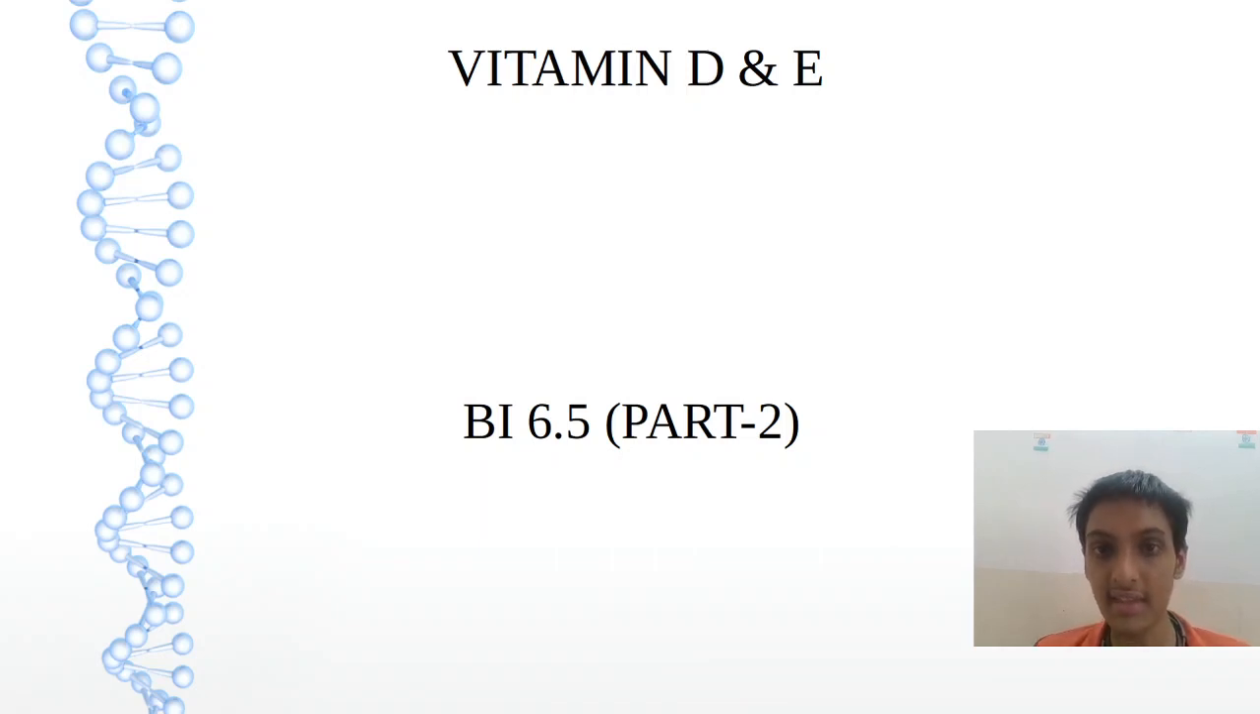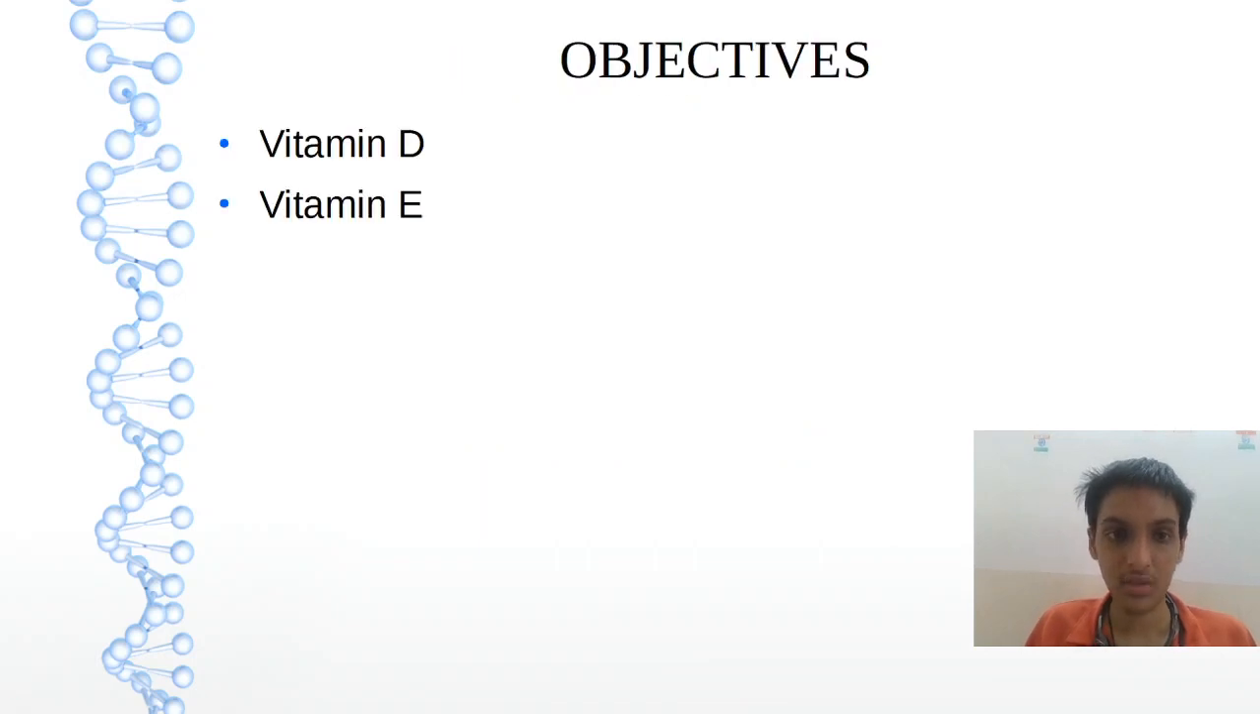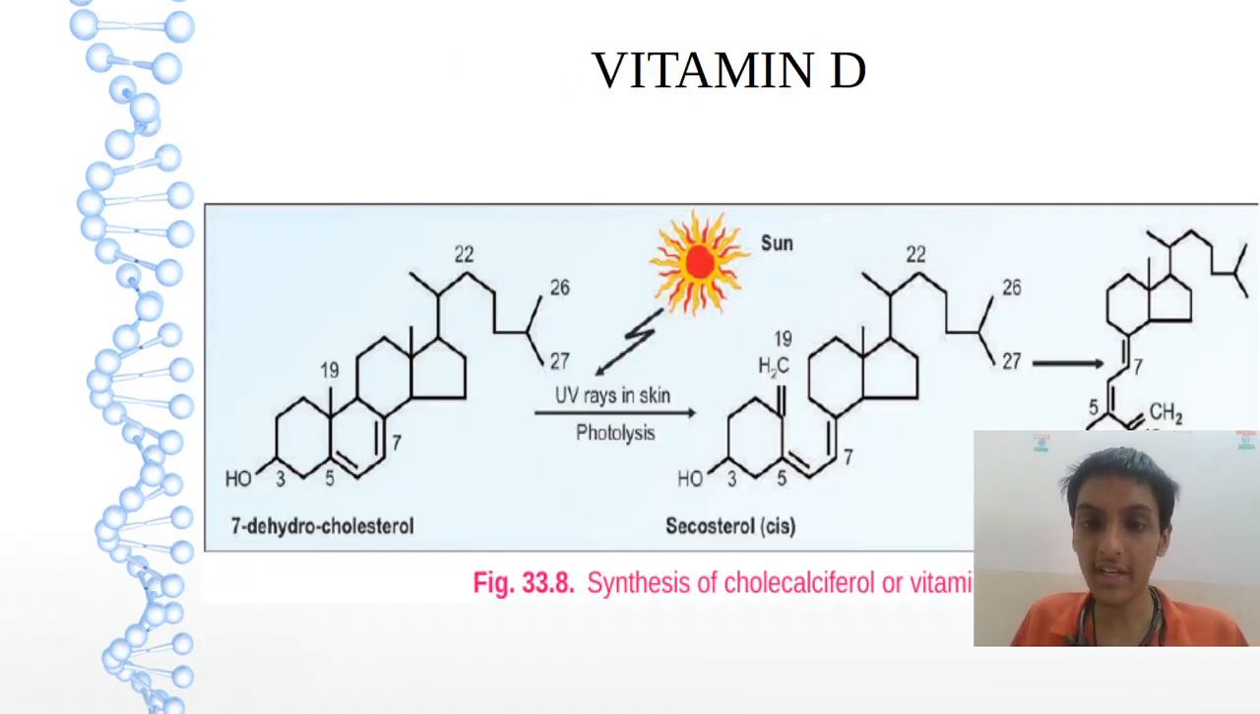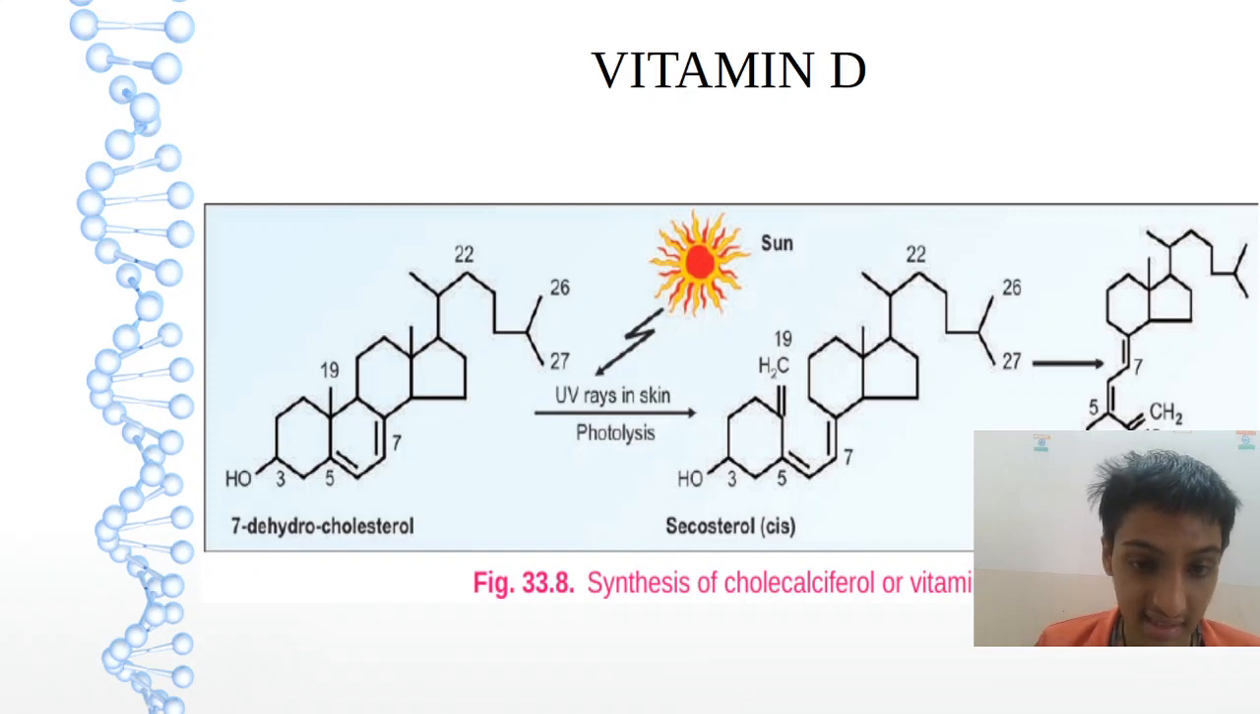Hello friends, in this video we'll talk about the last part of the fat soluble vitamins, that is vitamin D and E. So first we'll talk about vitamin D. Vitamin D has two forms, that is ergocalciferol D2 and cholecalciferol D3. Here cholecalciferol only we will discuss in detail. First we'll see the synthesis.